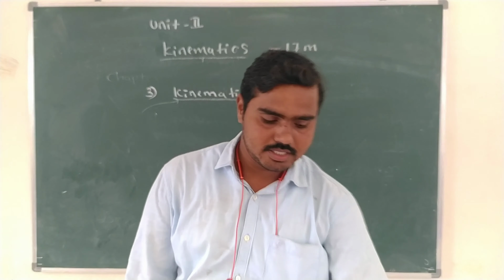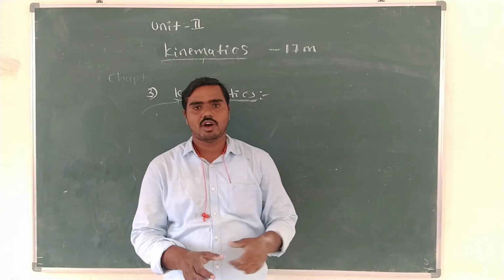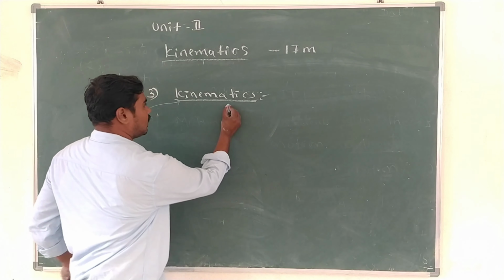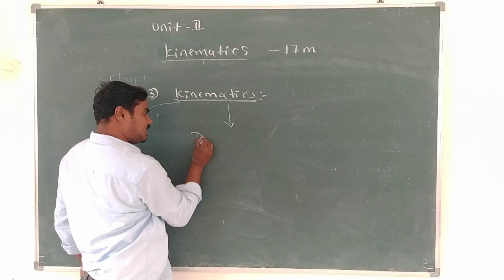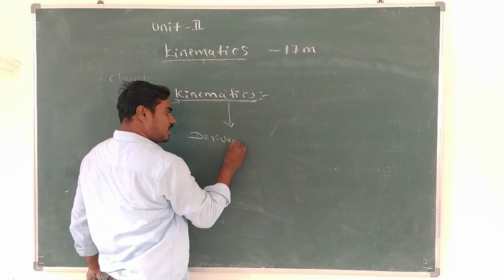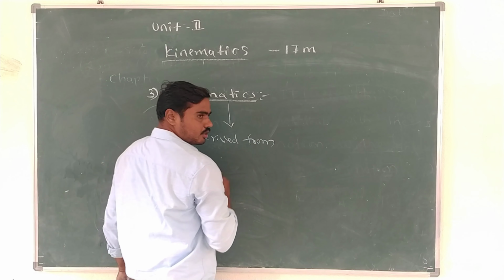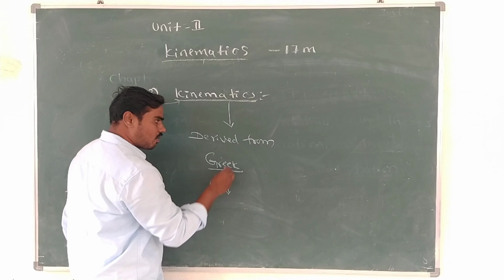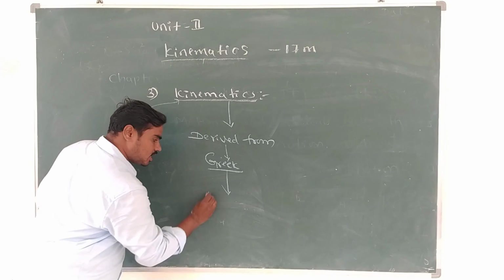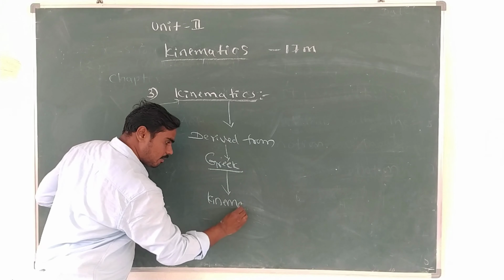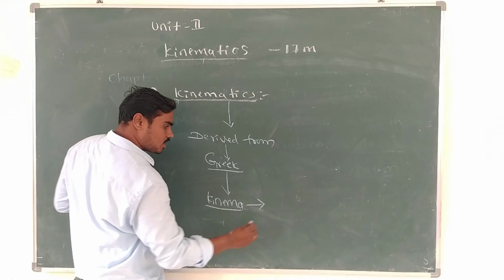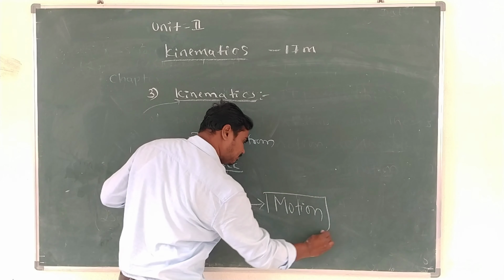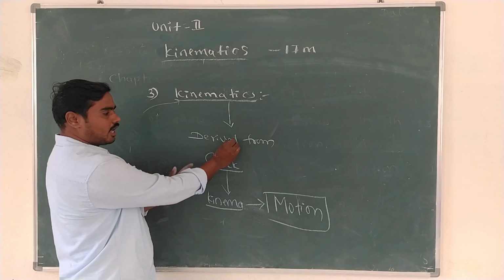The word kinematics is derived from the Greek language, initially called kinema. Kinema means motion. Kinematics is derived from the Greek word kinema, which means motion.